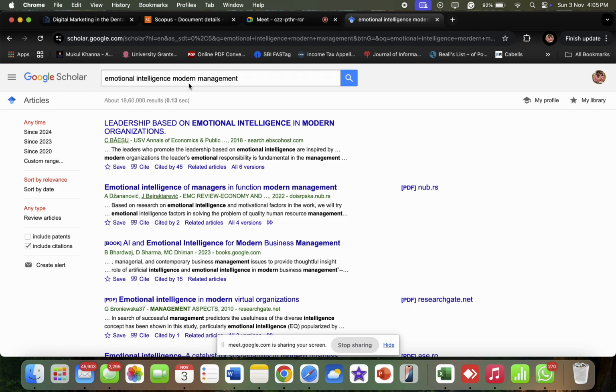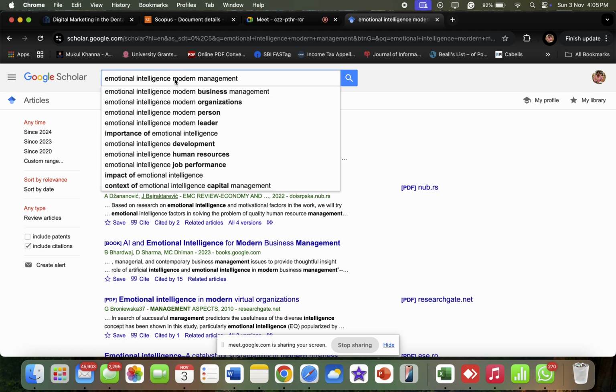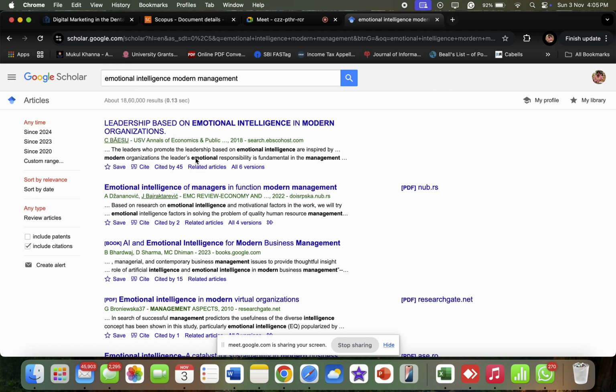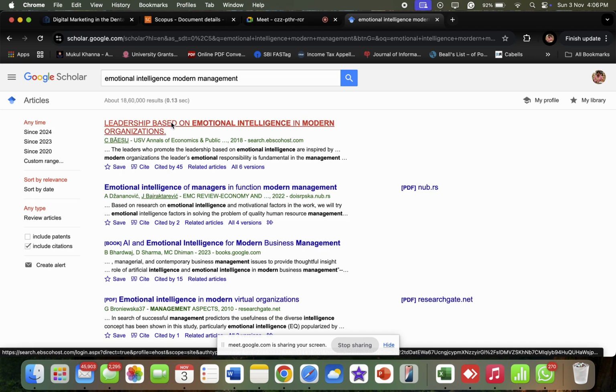On Google Scholar, for literature review, what we will be doing is figuring out what all studies have been conducted on this particular topic. So the papers which include emotional intelligence as well as modern management will be shown over here on Google Scholar. Let's take the first one. Look over here. It is written cited by 45 people. So this paper has been used as a reference by 45 papers. So this is what it means. Let's open this research paper.